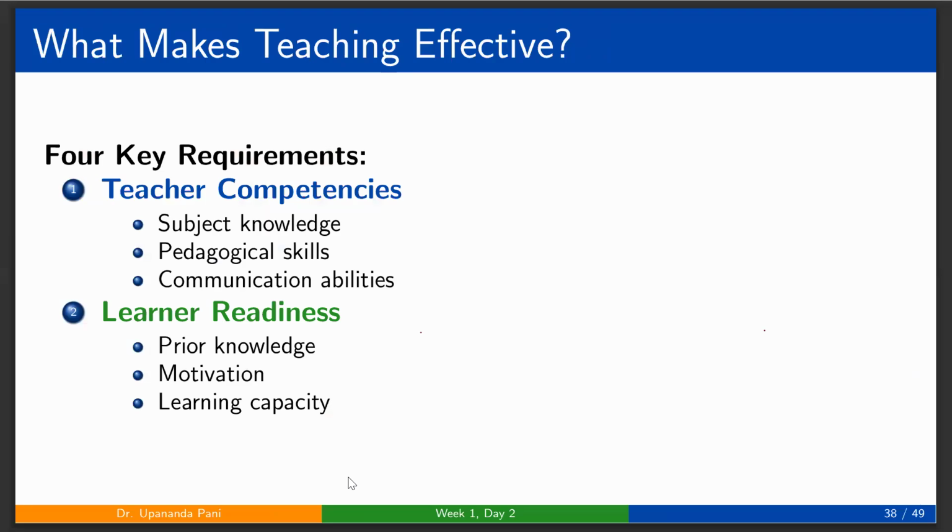Now, we already know the learners' and the teachers' perspective. The next question is, what makes teaching effective? There are four key requirements. First is teacher competency. That involves subject knowledge, pedagogical skills, and communication abilities. Then learner readiness, which is prior knowledge, motivation, and learning capacity. So these are the different aspects.